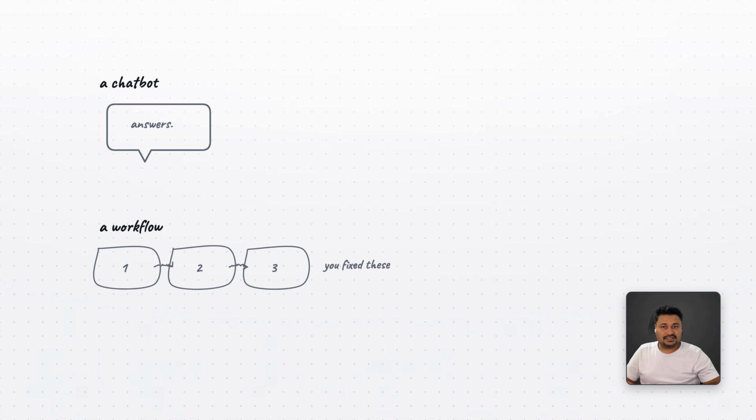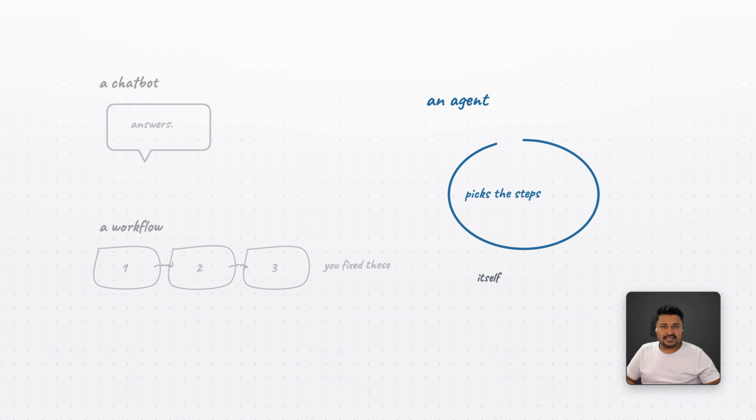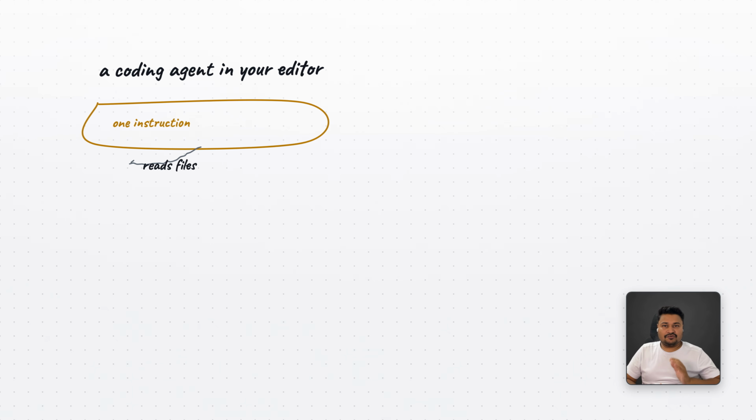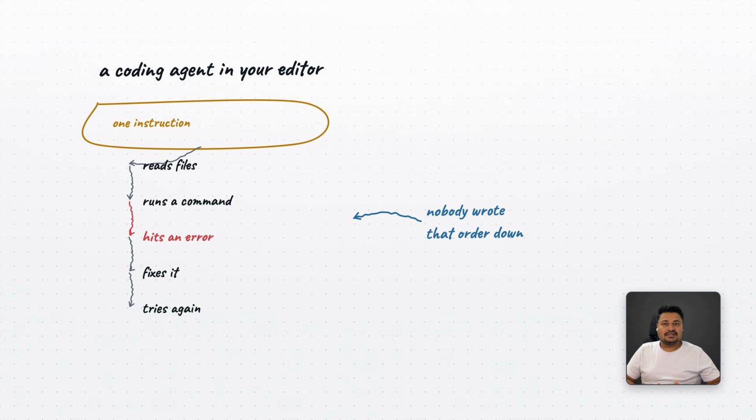That's the loop. So, how is that different from a chatbot? A chatbot answers and stops. It doesn't act. And a workflow acts, but you fix the steps. Step one, two, three, every time. An agent picks the steps itself. You have probably used one already, a coding agent in your editor. One instruction and it reads files, runs a command, hits an error, fixes it, tries again. Nobody wrote that order down.